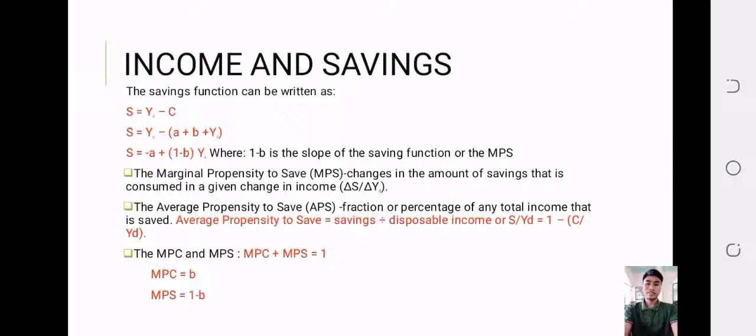The savings function can be written as follows. These are the formulas for the marginal propensity to save, the average propensity to save, and the MPC and MPS.